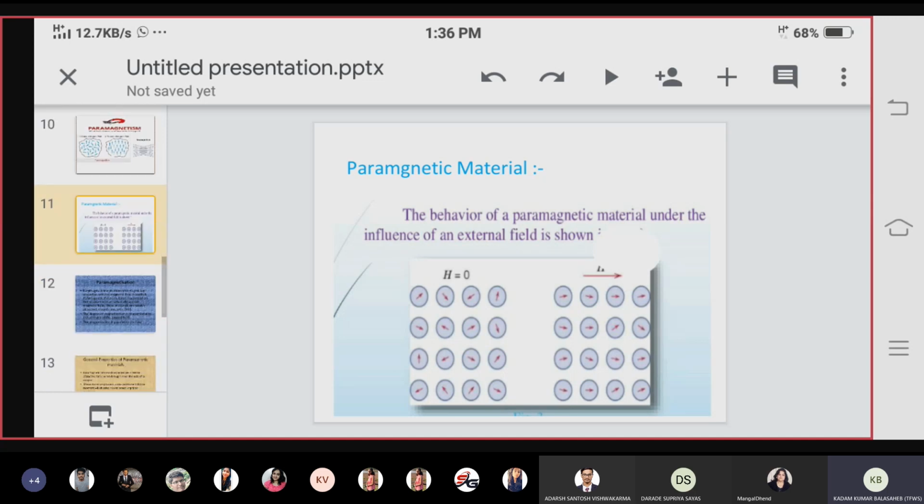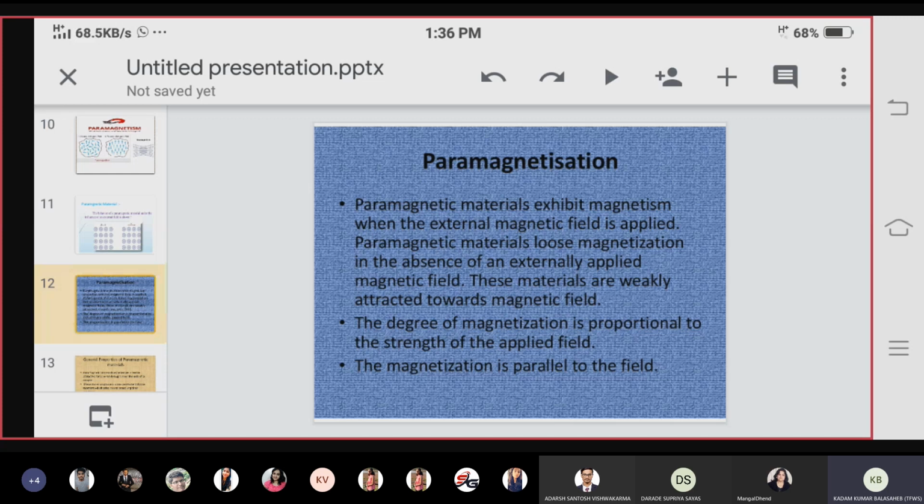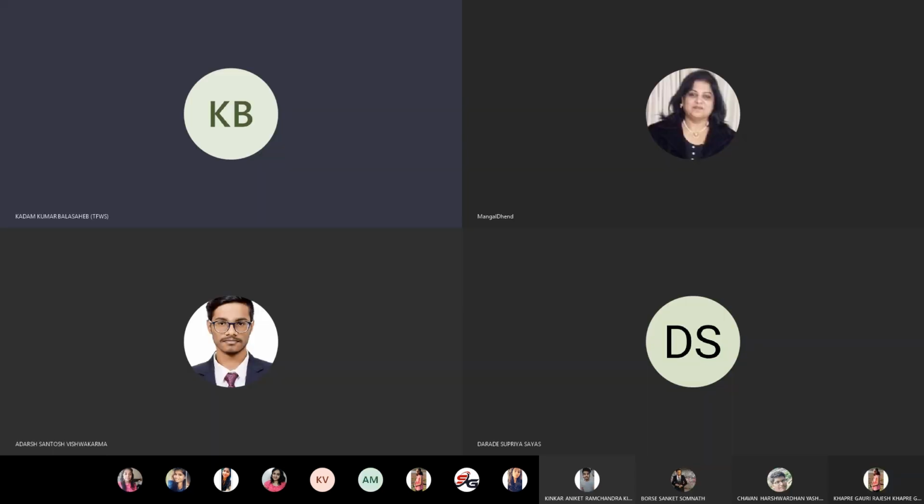The paramagnetism. The paramagnetic material exhibit magnetism when the external magnetic field is applied. Paramagnetic material lose the magnetization in absence of external applied magnetic field. These material are weakly attracted towards the magnetic field. The degree of magnetization is proportional to the strength of applied field. The magnetization is parallel to the field.